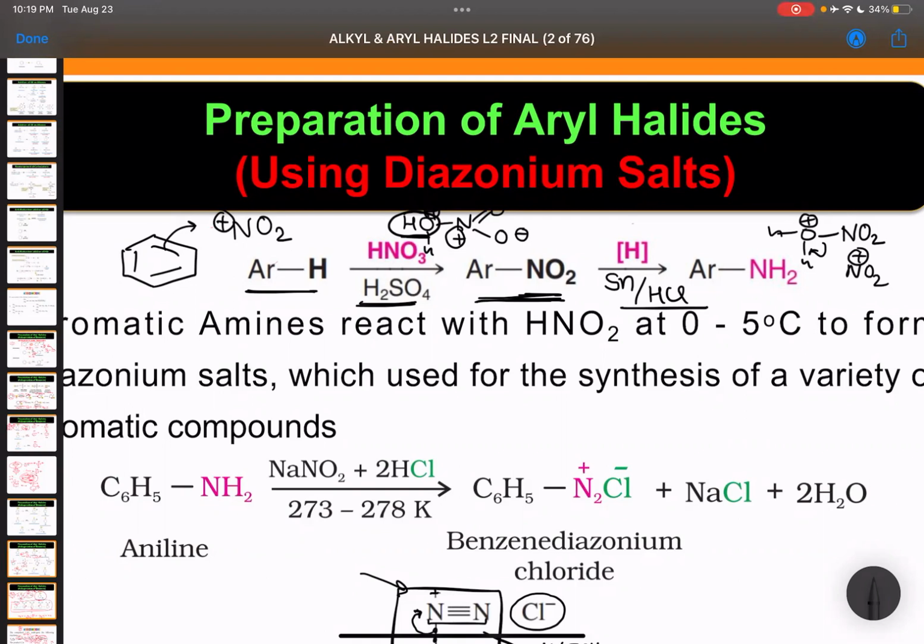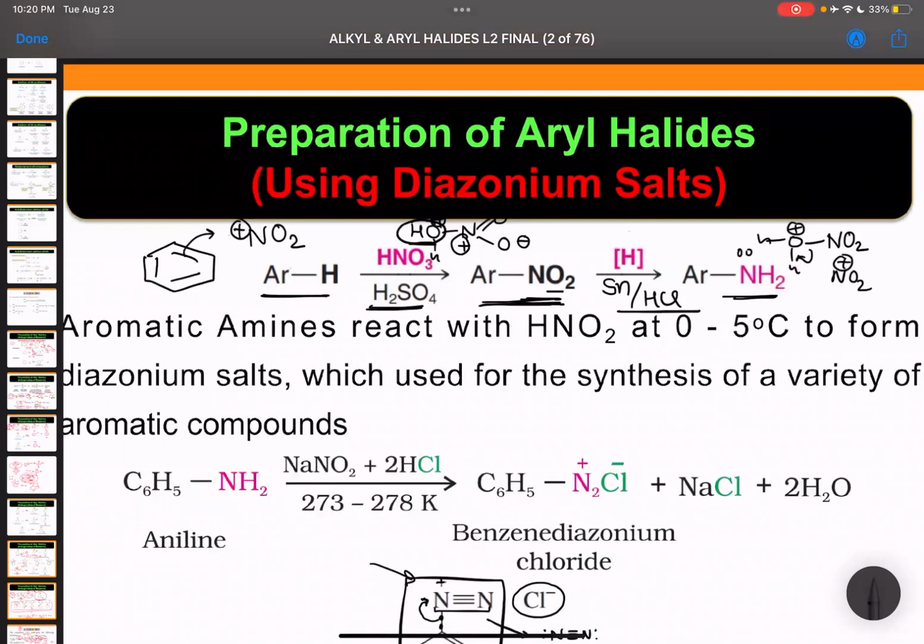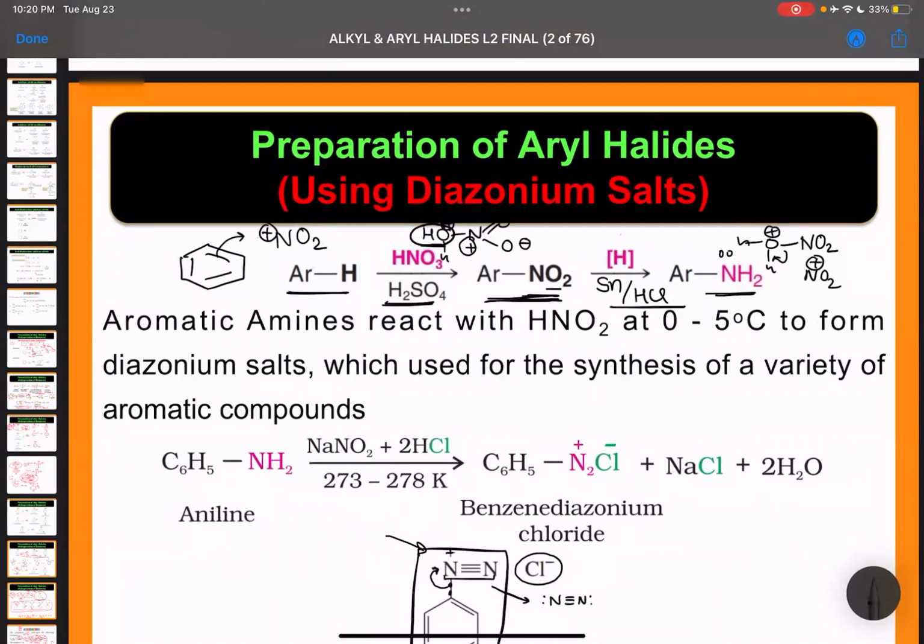And reduction means what? Reduction means removal of oxygen, addition of hydrogen, so your nitrobenzene will get changed to aniline. Is it clear? So this is the nitration method, and after nitration, we reduce the nitro group to aniline, but we need two N and we need a triple bond.